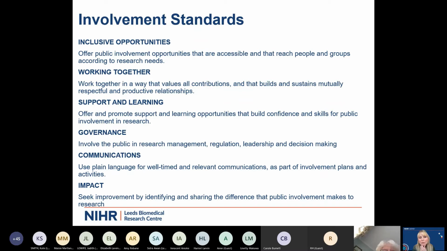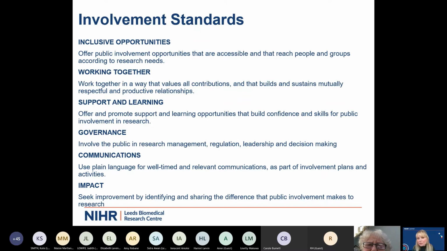Governance, so it's essential that we're involving people in research management, regulation, leadership and decision making. And at the BRC, we have members of our core group who sit on the board of directors and or executives. So we take involvement in governance structures very seriously at the BRC.